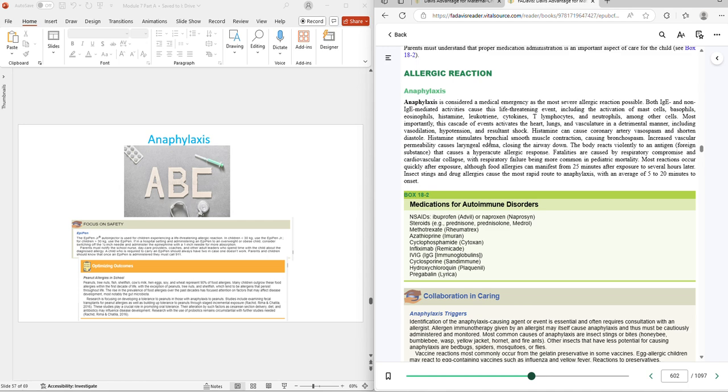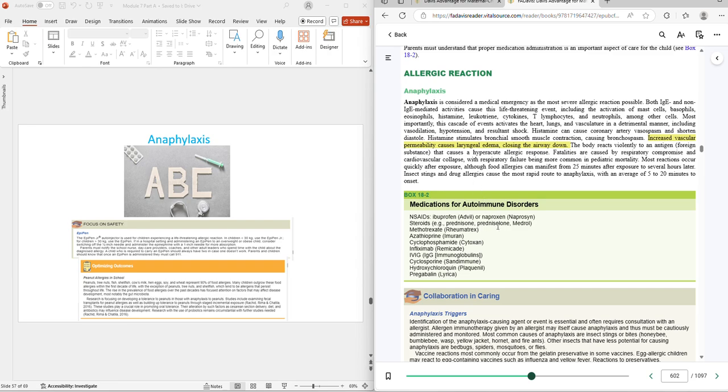Winks and lollipops. Okay, so again it is the increased vascular permeability that causes the laryngeal edema, closing the airway. Winks and lollipops.